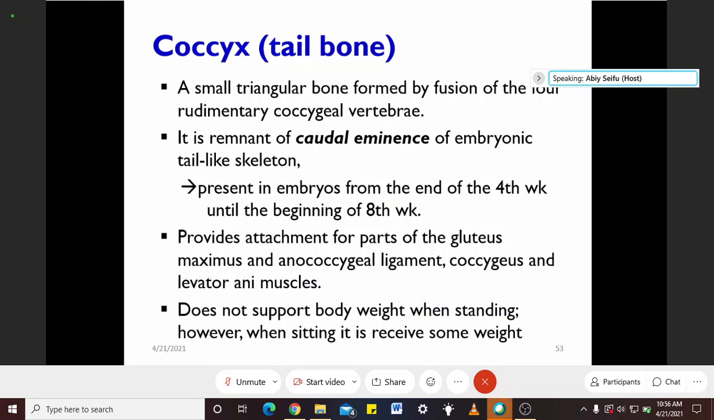Now let's continue to the coccyx, which is commonly called the tailbone. Okay.